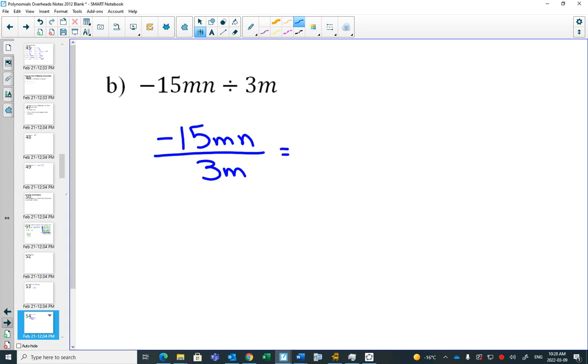Ooh, negative divided by positive. Negative. And these m's are identical, and you're dividing, they'll simplify away to be 1 over 1, and we're just left with negative 5n. How did we do?